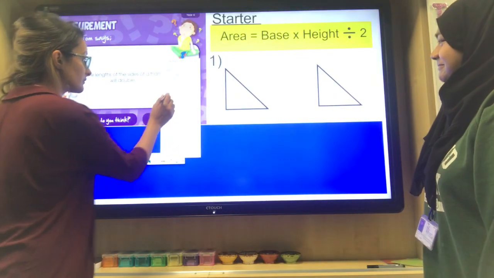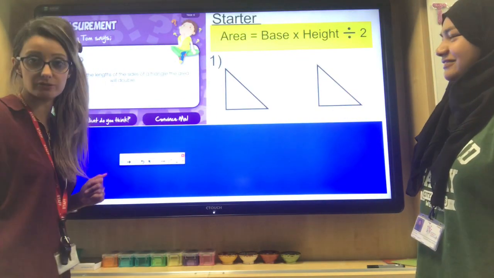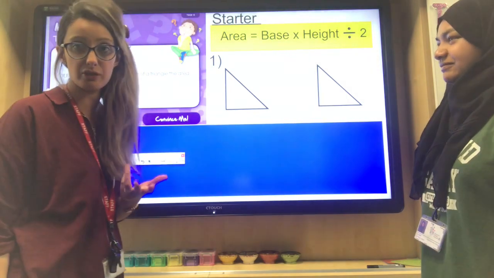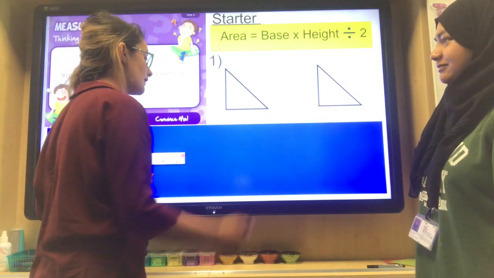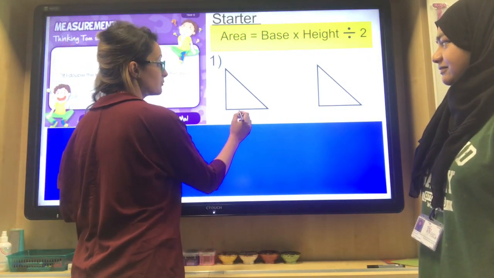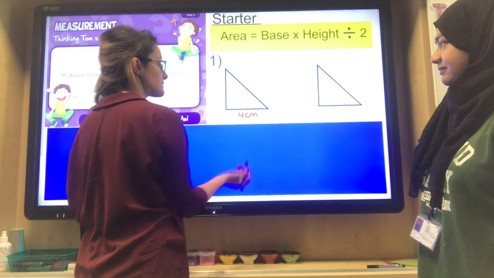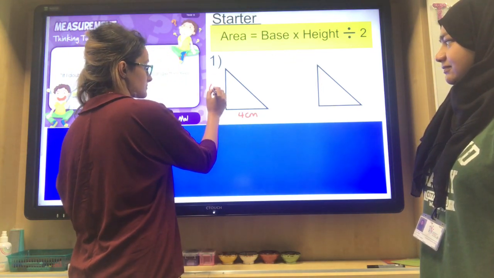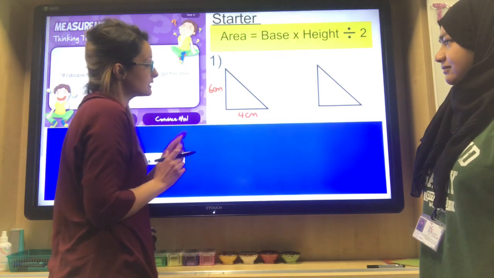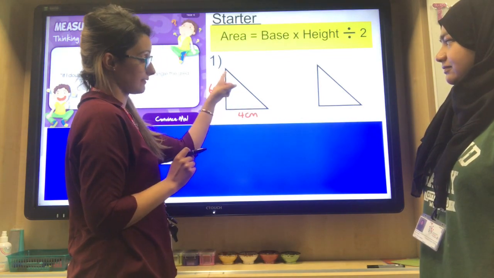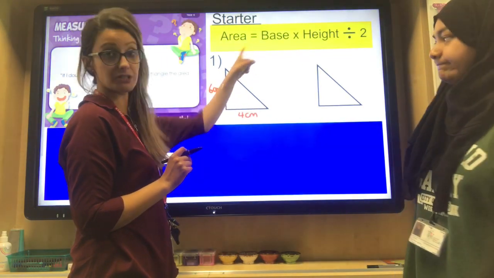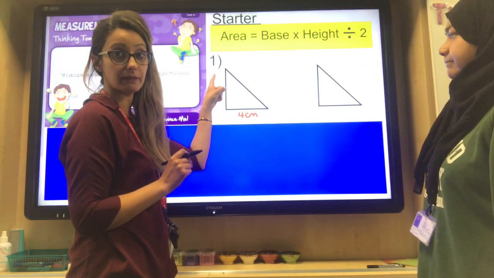So what I'm first of all going to do is give this triangle some measurements. I'm going to go with multiples of 2 because they're easier to double. So I'm going to imagine that this length here would be 4 centimetres. Let's say that this length here will be 6 centimetres. And actually, I don't need this length here. This is the hypotenuse. For area I just need base times height.